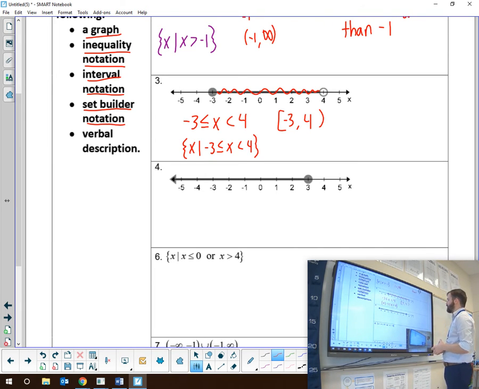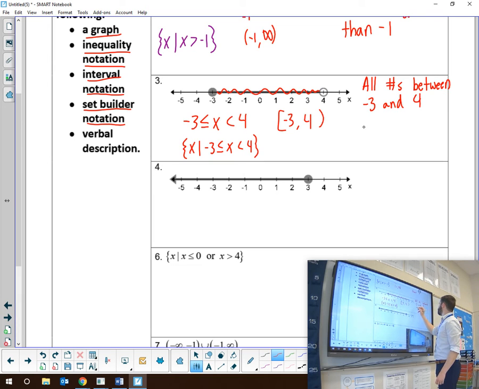This one might take a bit because we're going to say all numbers. We're going to start off just like that as usual. All numbers between -3 and 4, including -3. And we got to put that because there's that circle that's also filled in there.